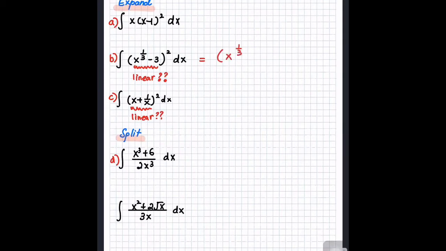So many students, what they will do, they will happily do this: x 1 over 3 minus 3 power 3 divided by 3, and they will do all the steps correctly, but they won't know that they are doing it wrongly. They will go and take this and differentiate. Oh, 1 over 3 x minus 2 over 3 plus c. Don't make this mistake simply because inside the bracket is not linear.